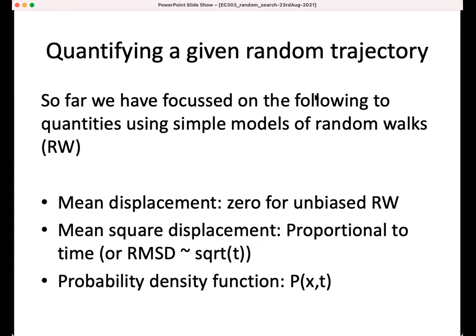We have focused on the following quantities primarily. We thought of mean displacement, which is 0 for an unbiased random walk. In the absence of any information, an unbiased random walk makes the most sense. And the mean square displacement, we found, was proportional to time. In fact, in the class itself, you proved that this result did not depend on the distribution at all. You found that the mean square displacement was equal to sigma square times t, where sigma square was the variance of the underlying distribution.